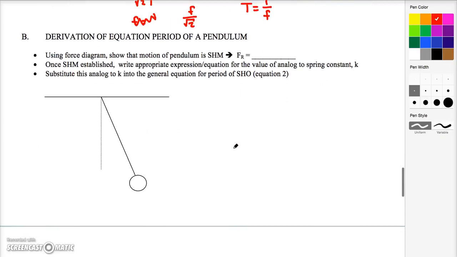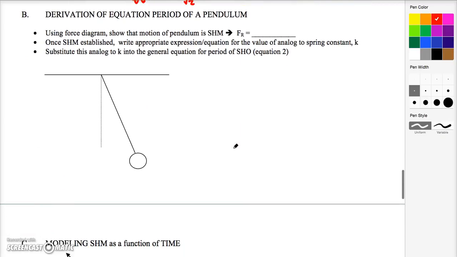Okay, so now we're trying to show that a pendulum is a simple harmonic oscillator. Essentially, if we can figure out that the restoring force, F sub r, which we'll go through with the force diagram, but it's going to work out to be the parallel weight, if we can show that that is proportional to x, much like the force on a spring is proportional to x, then we can conclude that the pendulum is a simple harmonic oscillator.